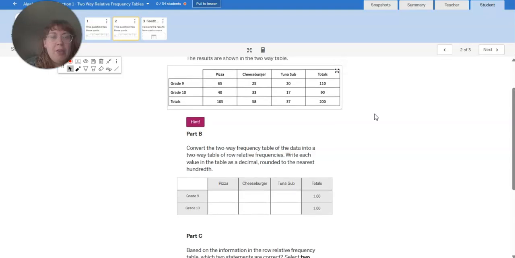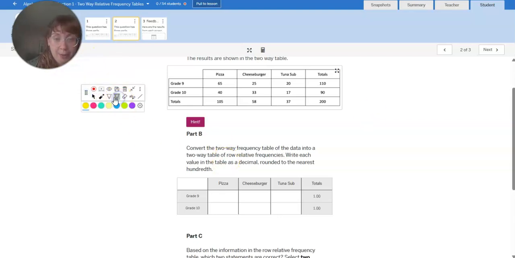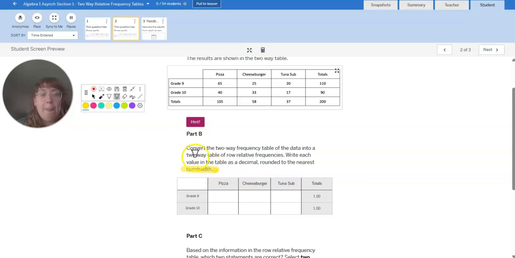So here's our table. It says convert the two-way frequency table of the data into a two-way table of row relative frequencies. Write each value in the table as a decimal rounded to the nearest hundredth. Remember, hundredth is 2 decimal places, okay? So since we're doing row relative frequencies, we are using these as our totals, that 110 and then the 90, okay? So we're finding the percentage of just 9th graders that wanted pizza, cheeseburgers, or tuna sub.